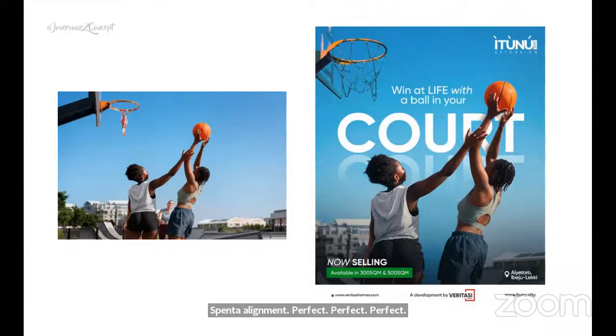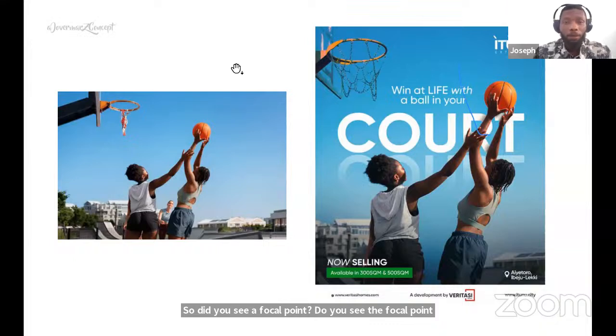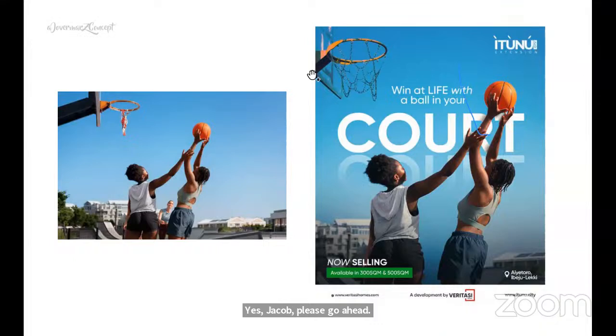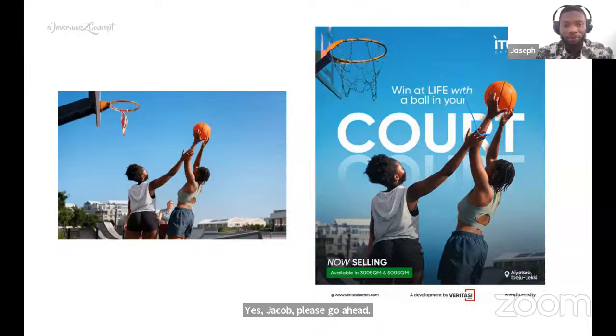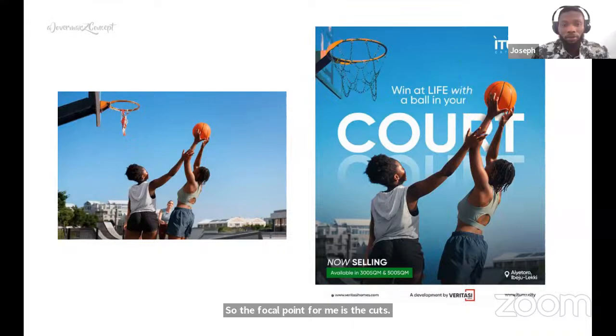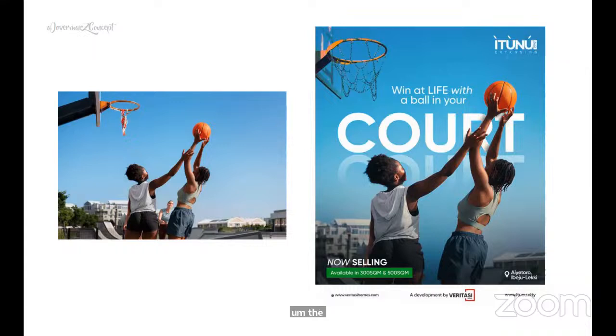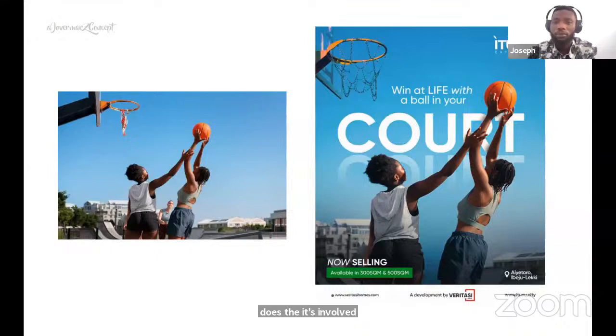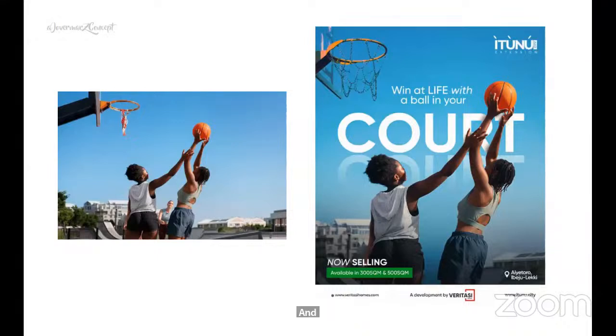So did you see a focal point? Did you see the focal point? Yes, Shegun, please go ahead. Okay, so good morning, Mr. Joseph. Good morning. So the focal point for me is the cut. That's the emphasis on the cut. It's in bold character, and also the contrast with the background of the sky, the blue sky.